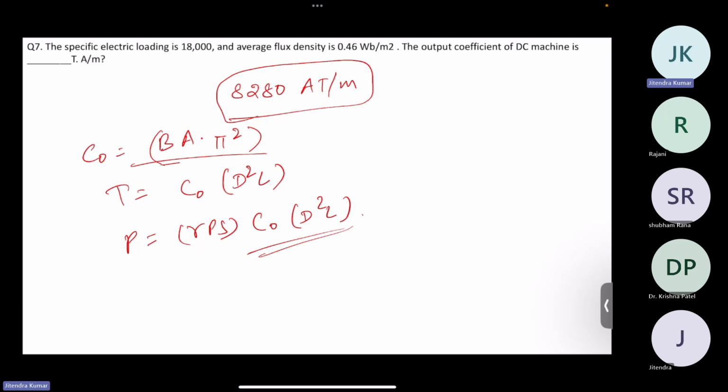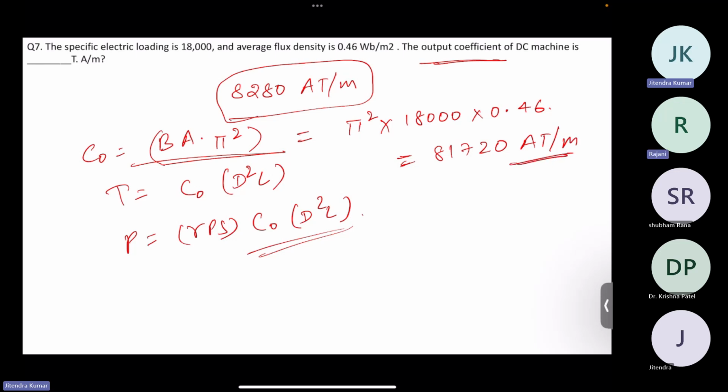Here output coefficient is being asked, so that is nothing but BA into pi square. I have to multiply with pi square also. 8280 into pi square is 81,720, sir. 81,720 ampere turns per meter.